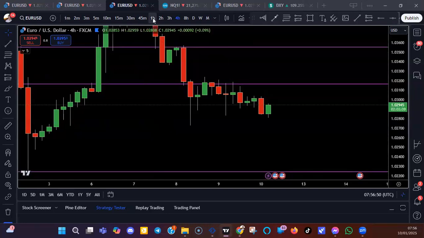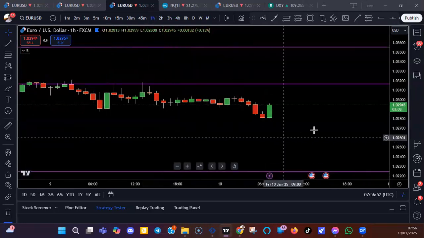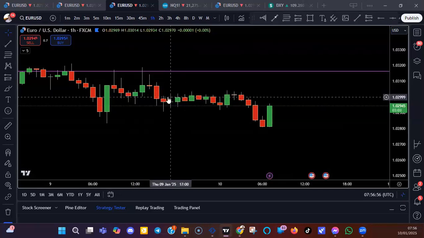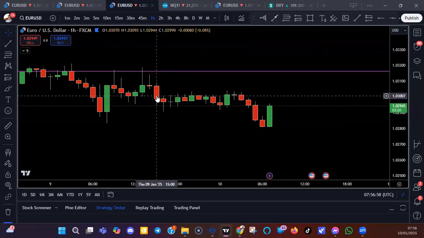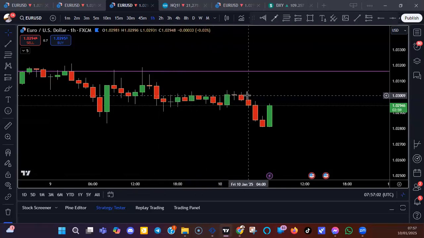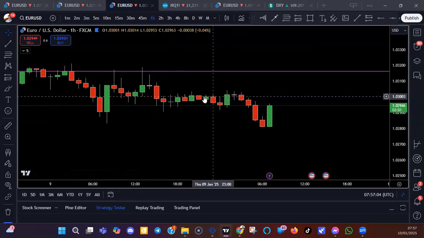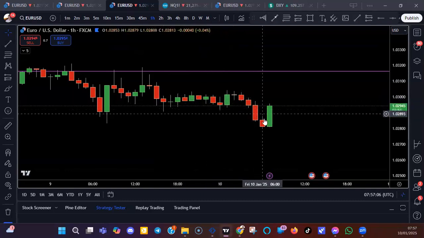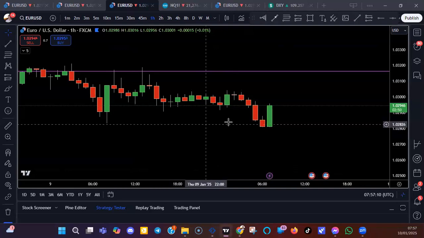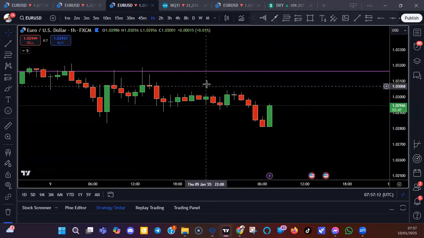So we go down to the hourly, and we can see a lot of sideways movement from about 4 o'clock yesterday afternoon until about 4 o'clock this morning. Sideways movement, but now we are maybe redressing the balance a little bit.